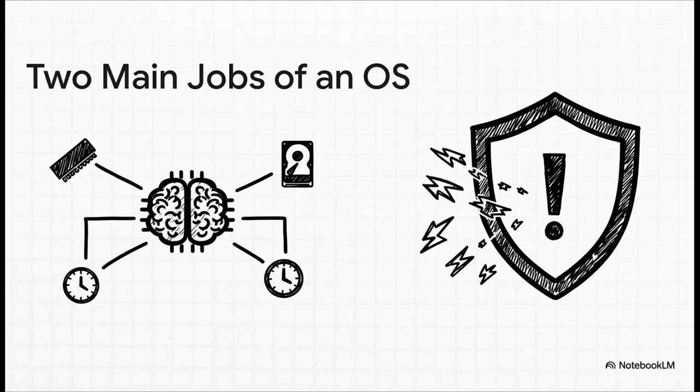So really, you can boil it down to two main jobs. First, it's a resource allocator. It has to figure out how to share the computer's limited resources, like CPU time and memory, fairly between all the different programs that are screaming for attention. And second, it's a control program. Its job is to keep everything in line, making sure programs run the way they're supposed to and don't mess with the hardware or crash the whole system.